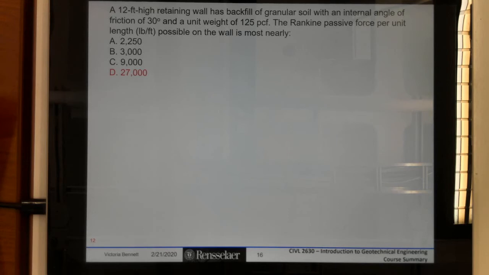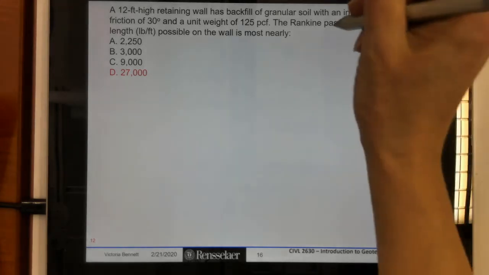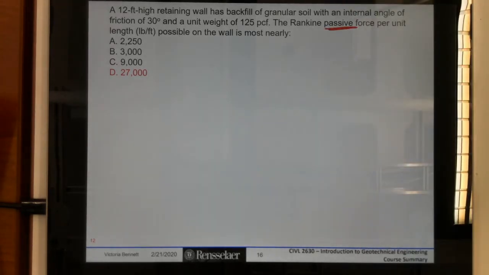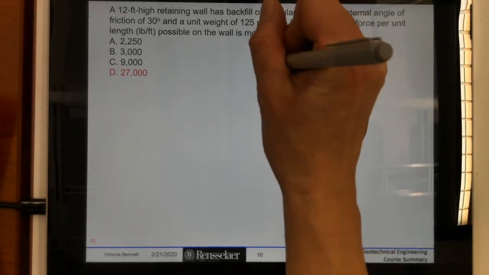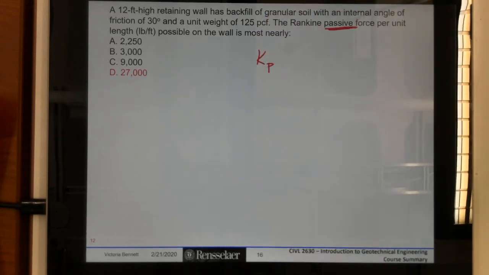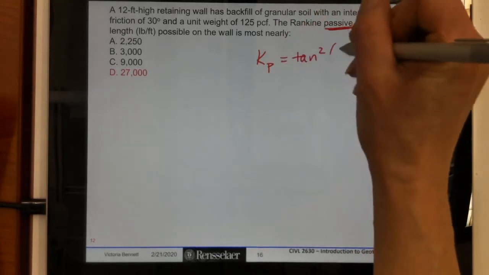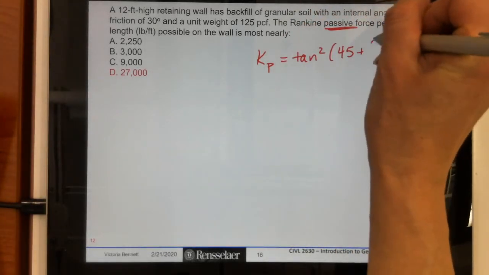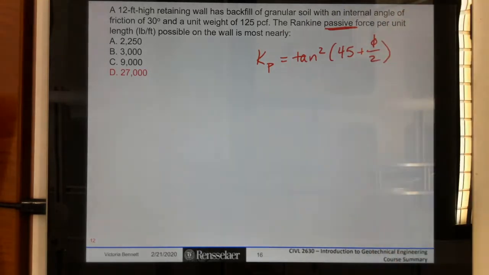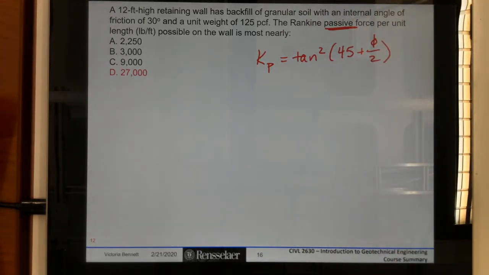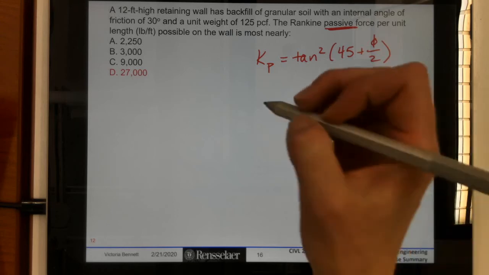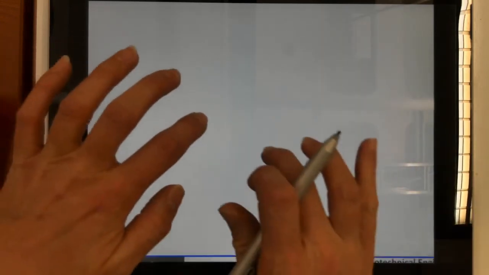that section of either stresses or forces acting on a wall. They're telling you passive force. So that means I need my Rankine passive coefficient. And in that section of the reference manual, you'll also see the passive pressure.